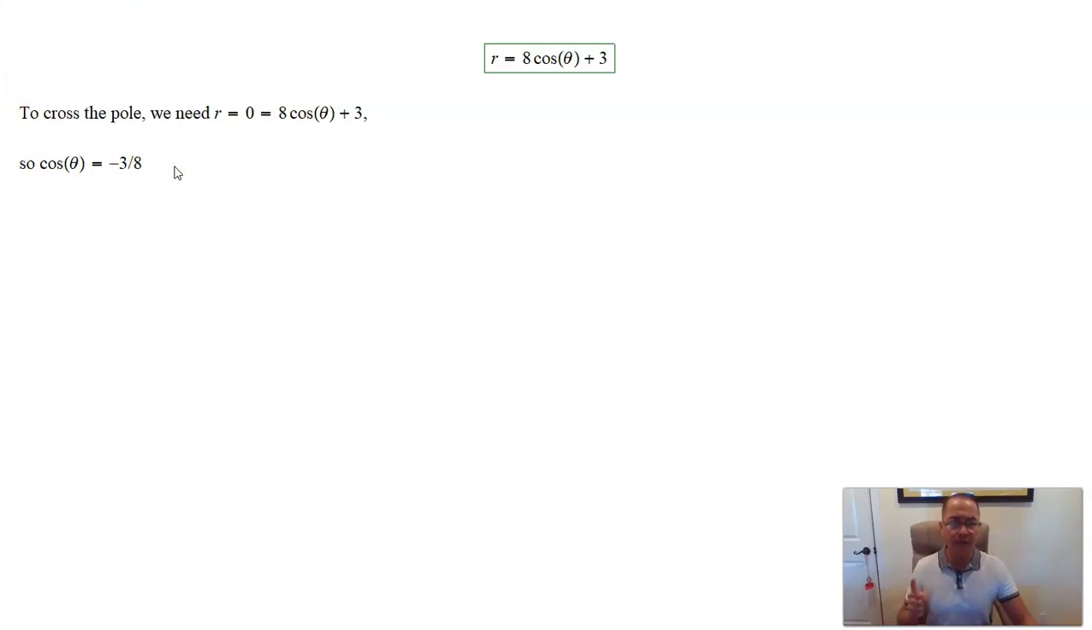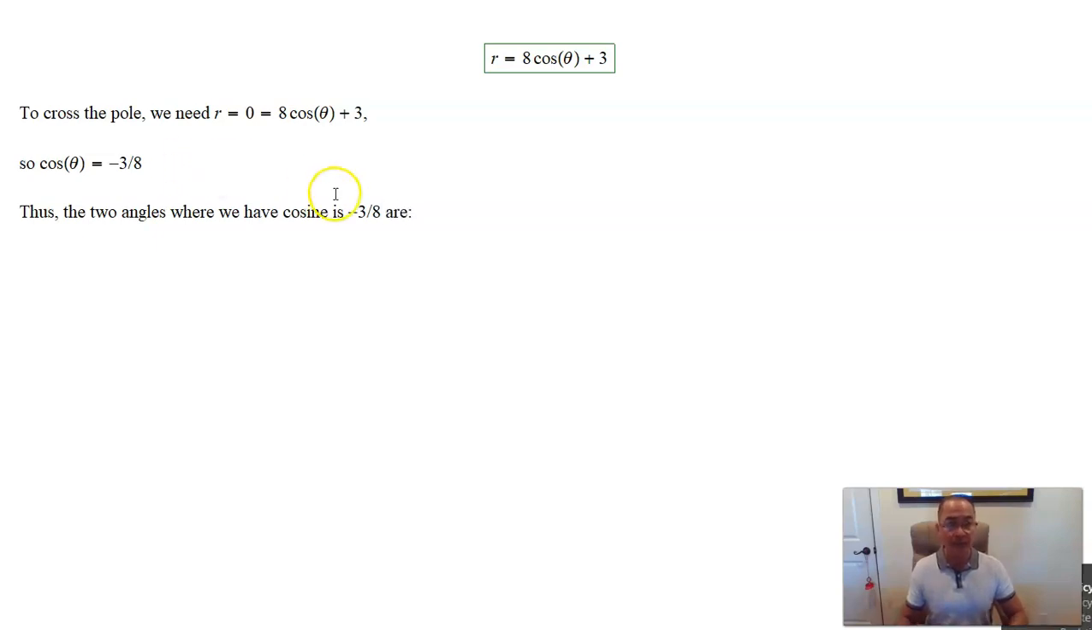Okay, so first of all, cosine is negative in the second and the third quadrants, which makes sense because it happened on the left side of our polar graph, but also from above. Oh, that was the first quadrant. What's going on there? Well, we can use the arc cosine function. We will have two solutions. We cross the pole twice. Thus, the two angles where we have cosine is minus 3 over 8 are.